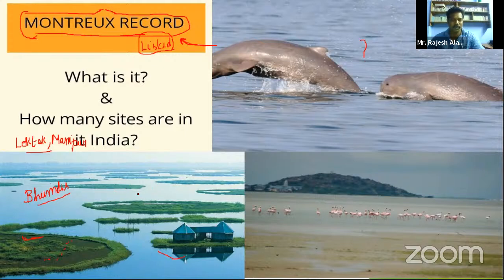Okay, Loktak Lake was also listed in the Montreux Record for improper maintenance. Here, what happened in Loktak Lake? A hydroelectric power station was installed adjacent to this area, so the wastes were directly released into this lake ecosystem. Because of this, some native fish species present in this area were lost. They became extinct. Understand?